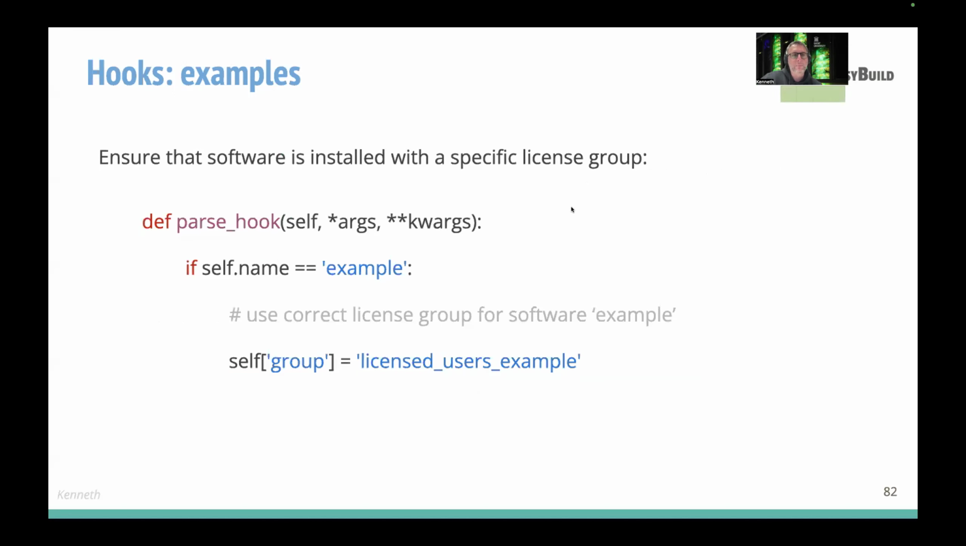But just a very brief example here is a parse hook. So this will trigger quite early. Every time EasyBuild parses an easyconfig file, so reads it and tries to make sense out of it, this hook will be triggered. And here you see the logic. If the name of the software that we're installing is example, it will make sure that the group easyconfig parameter is set with a particular value. And this is a typical example of something that only makes sense locally on the system, because we're setting a license group here, which is of course very much tied to your system configuration. This is a typical example of something that you can do in an EasyBuild hook.